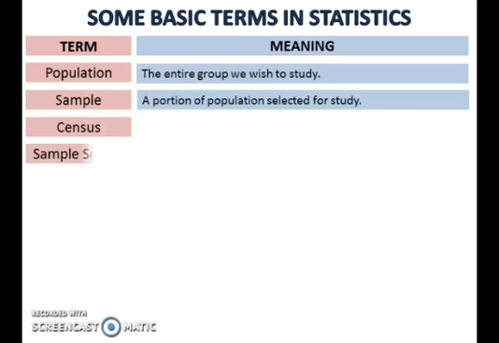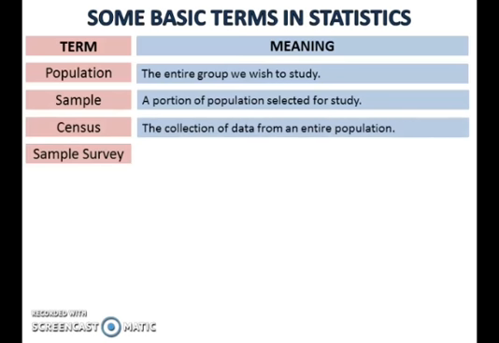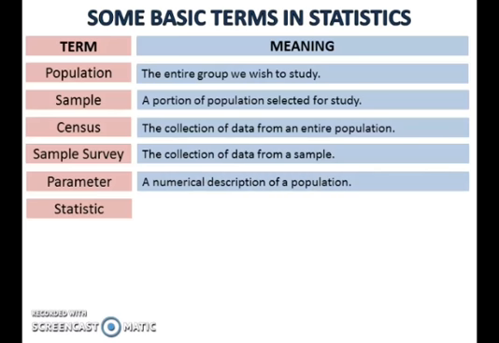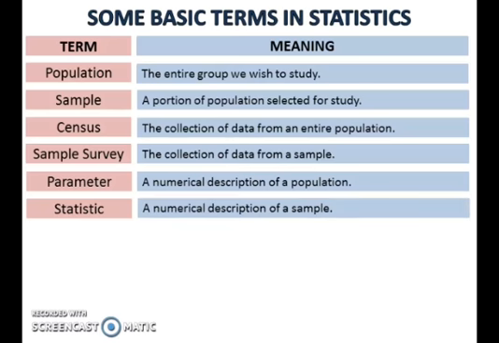Next, there are census and sample survey. Census is the collection of data from an entire population, while sample survey is the collection of data from a sample. After that, there are parameter and statistic. Parameter is a numerical description of a population, while statistic is a numerical description of a sample.